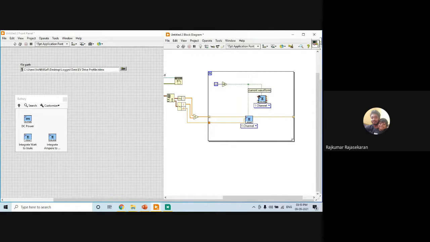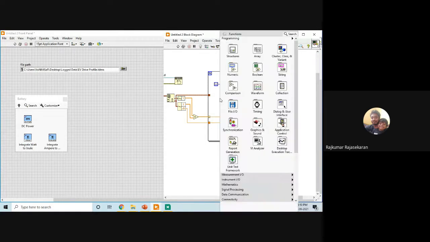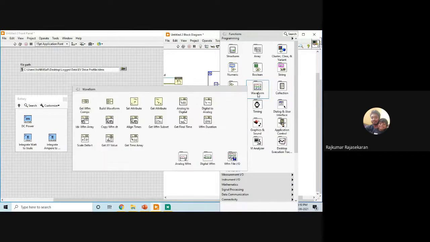Okay, and the current waveform should be given, and this is the current waveform. And the current waveform should not be given directly, obviously. So we should be separating them one by one. So we should be giving one block of the current. That's it.